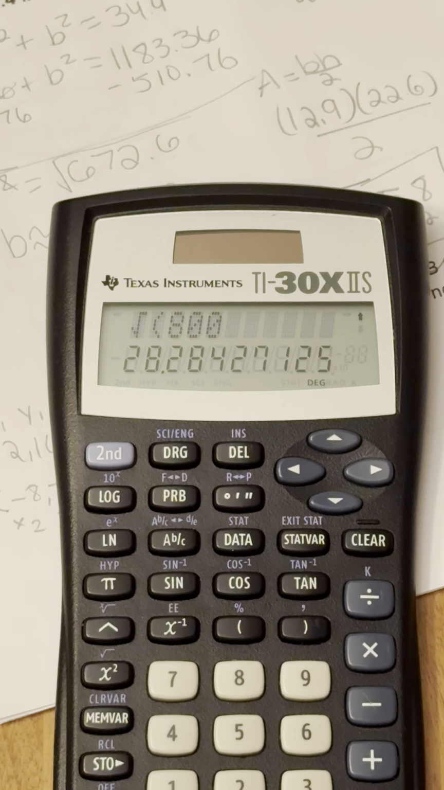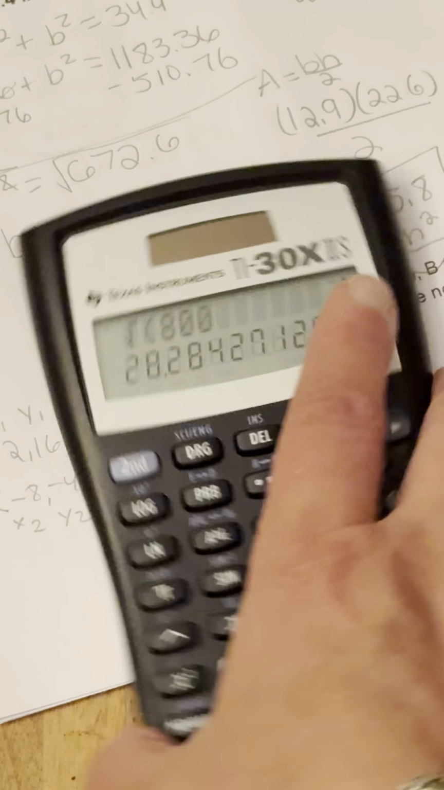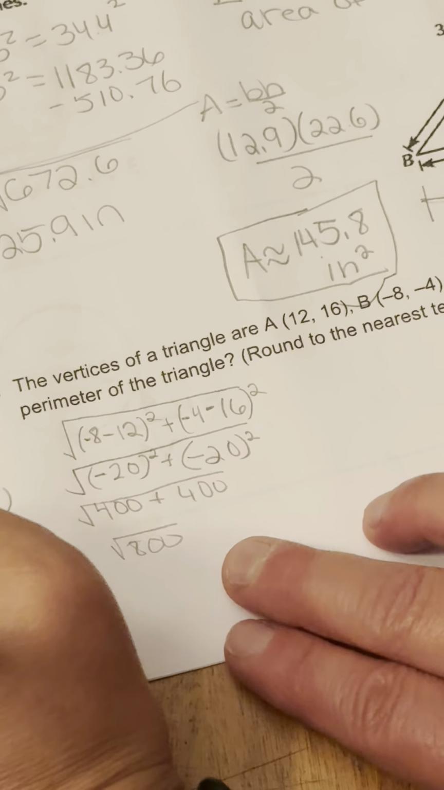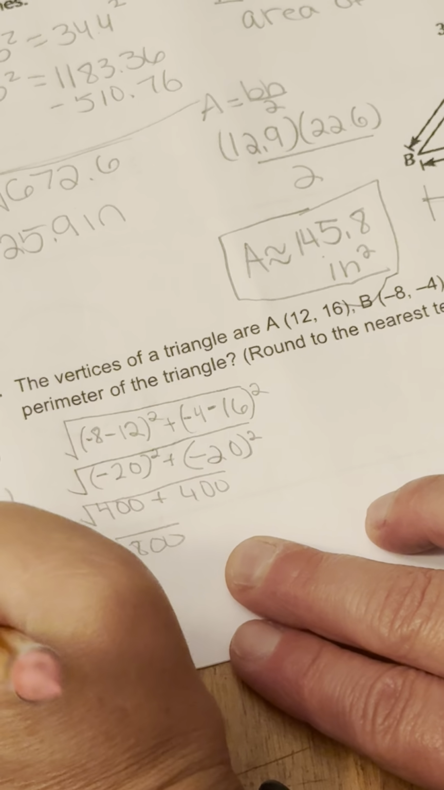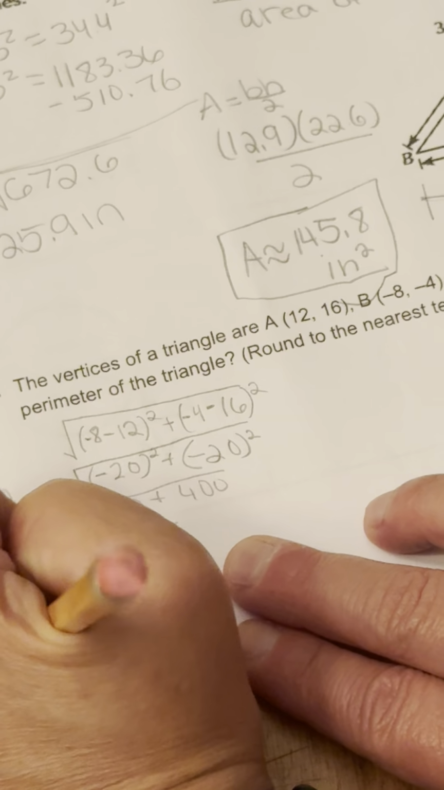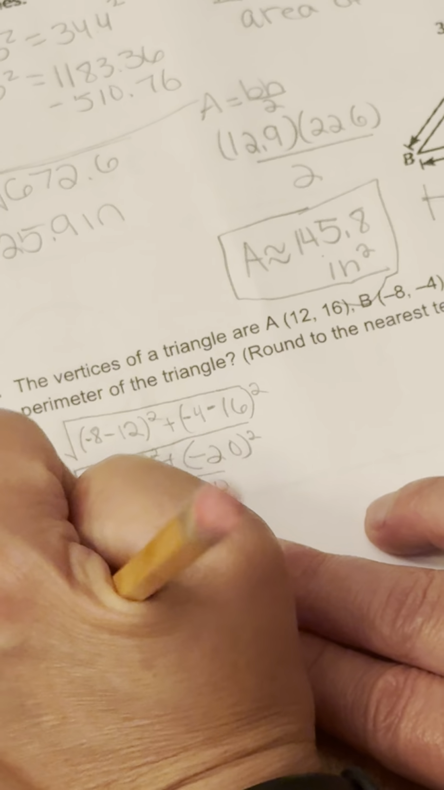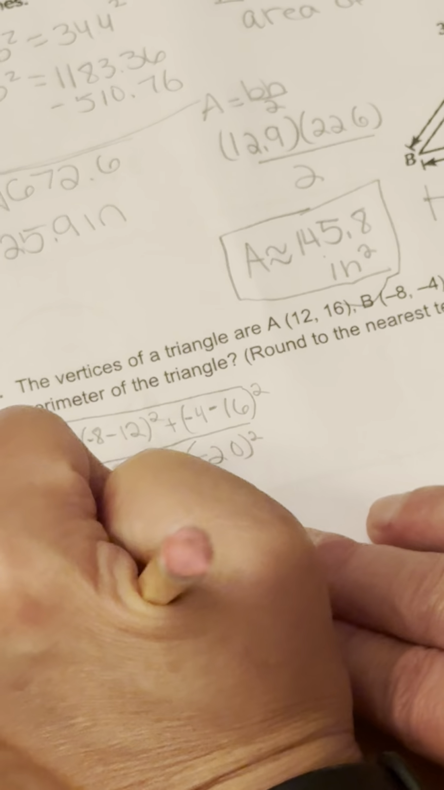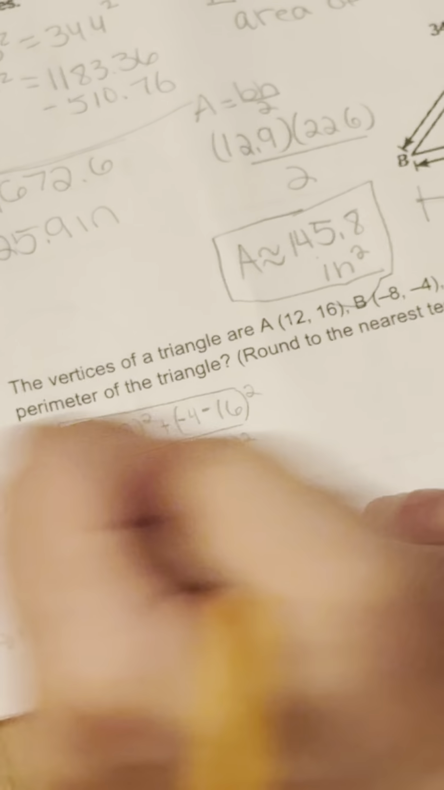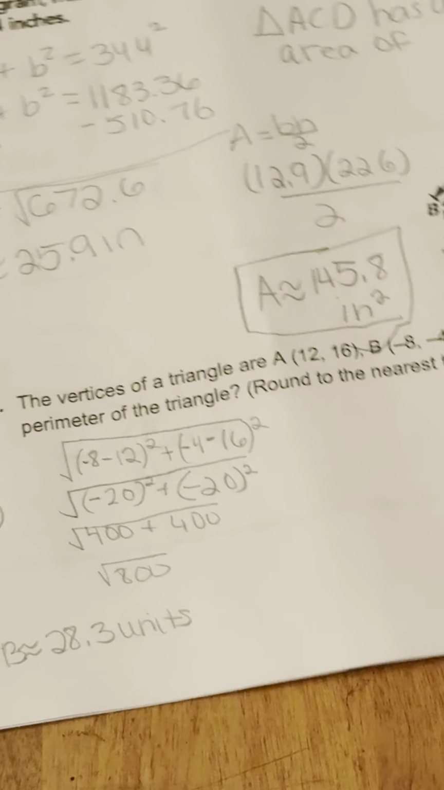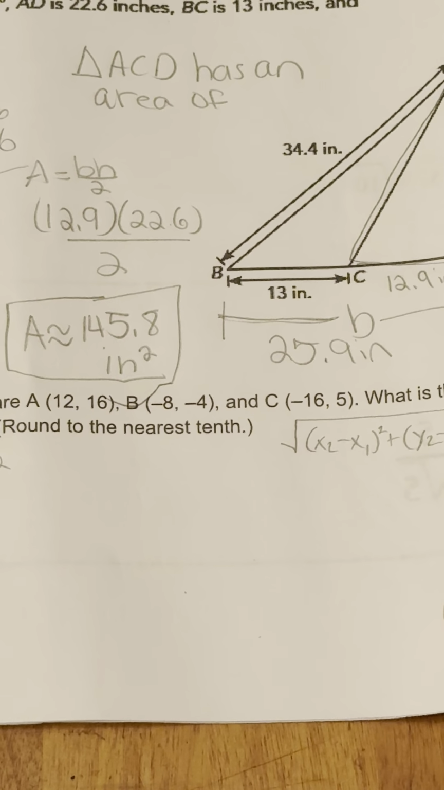We're going to round that because we're doing the nearest tenth. So the distance between A and B is going to be roughly 28.3 units. So that's the first part. Now I'm going to do that same thing with these other two pieces.